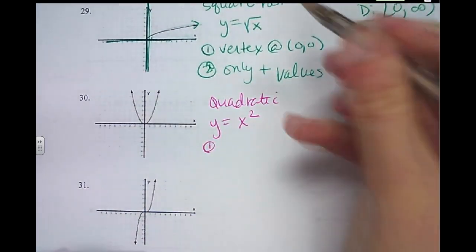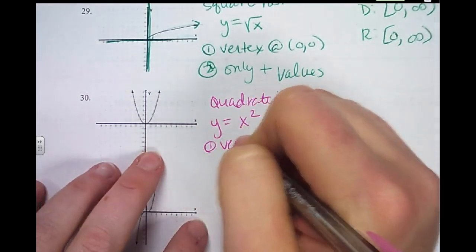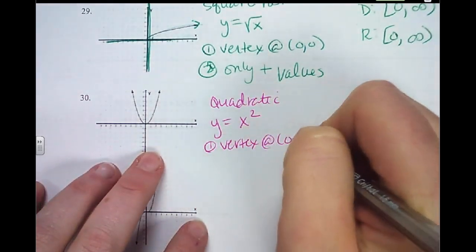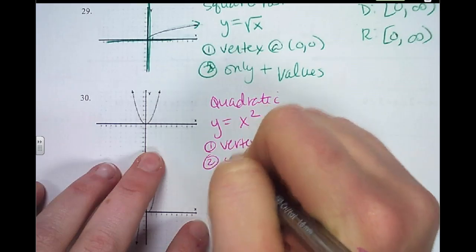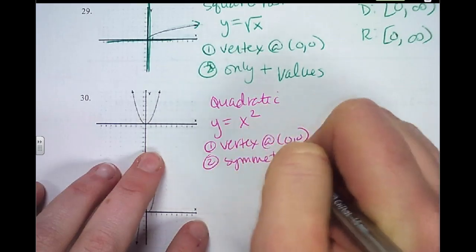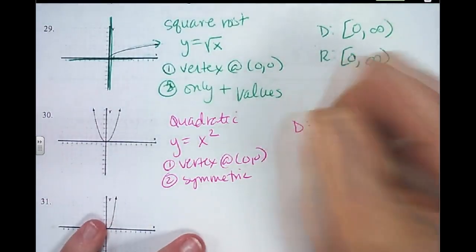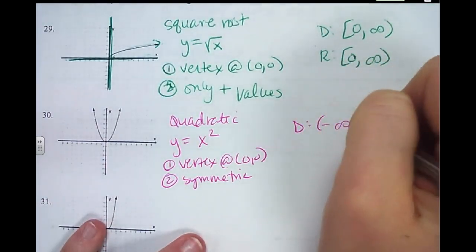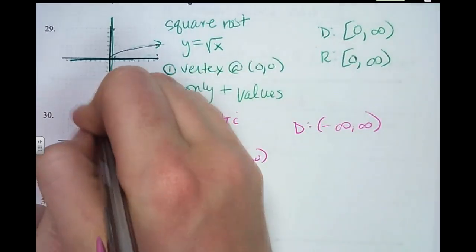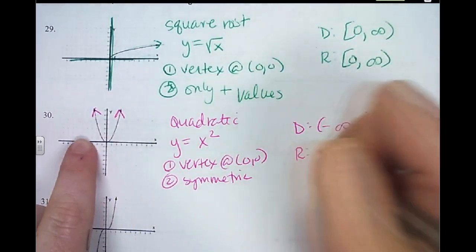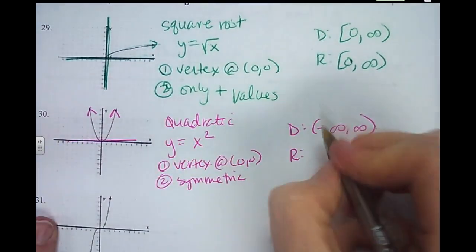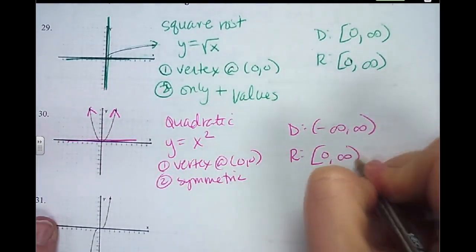I'm going to say the same two things about absolute value. I'm going to say vertex at (0, 0), and I'm going to say it's symmetric. It's still a mirror image of itself. Domain: negative infinity to positive infinity, because it has double arrows. Range starts at 0, so bracket 0 to infinity.